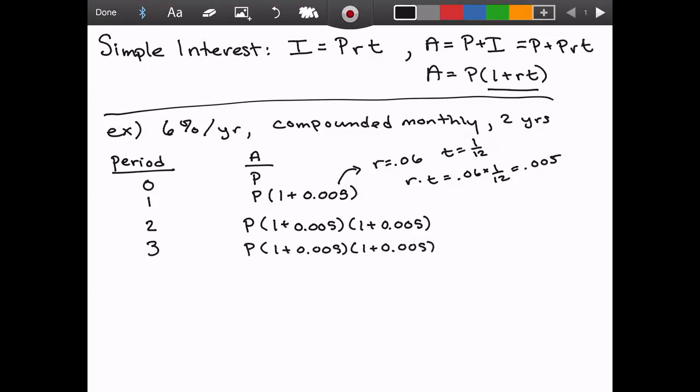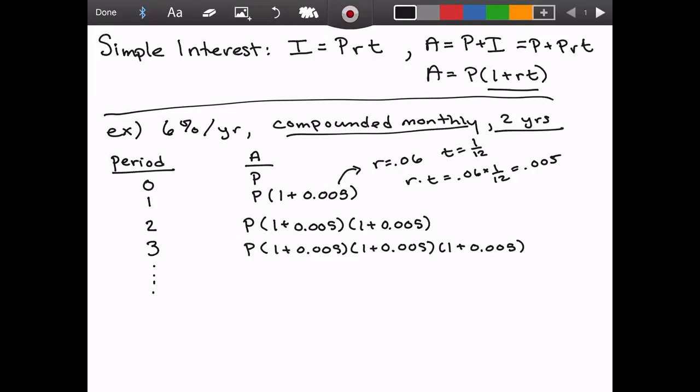So the principal times 1.005 times 1.005. And then again, you're going to have to multiply that by the interest you earned that month. And this trend is going to continue. So we're compounding monthly for 2 years. So how many compounding periods will there be?